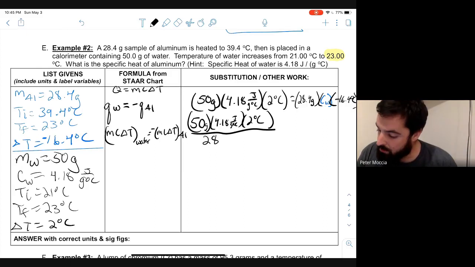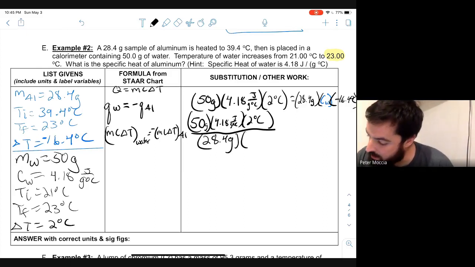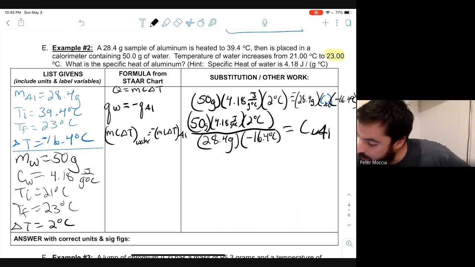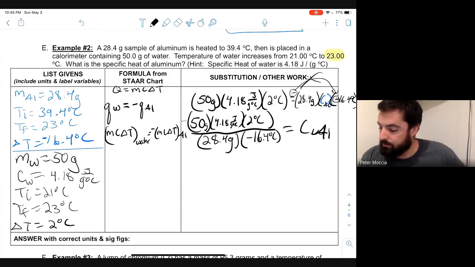28.4 grams times negative 16.4 degrees Celsius is equal to C_W, C aluminum. Okay, so this is all negative. So these two negatives are going to cancel out. We have a negative here and a negative here. They're going to cancel out. So we'll make those both positive.